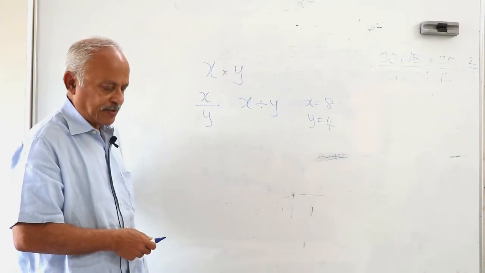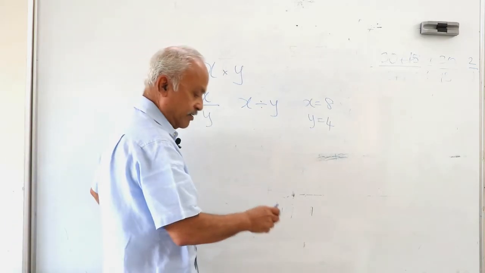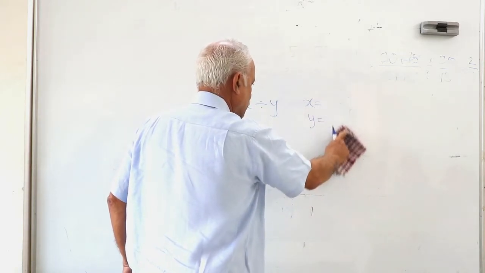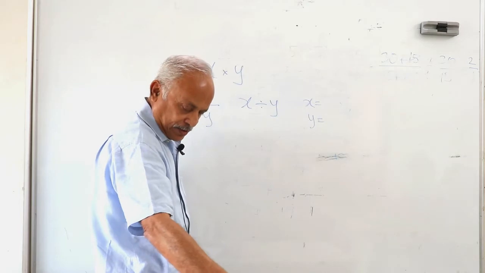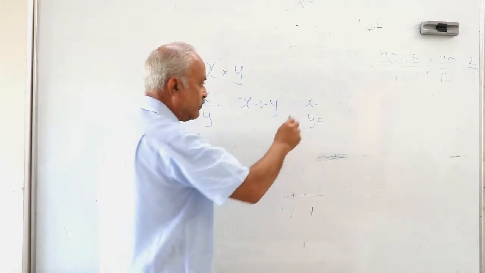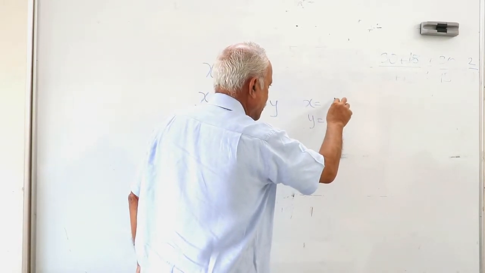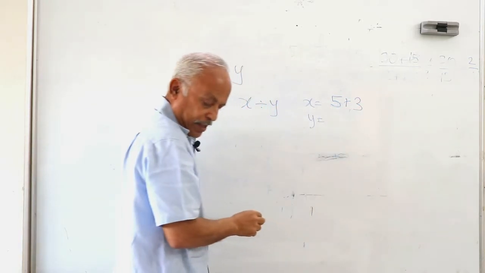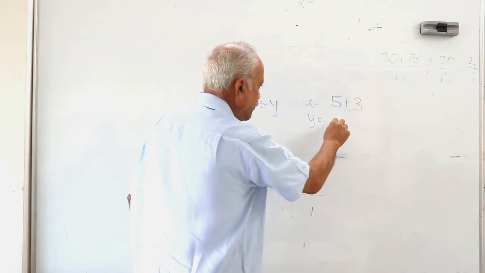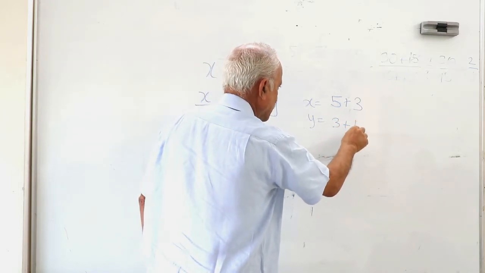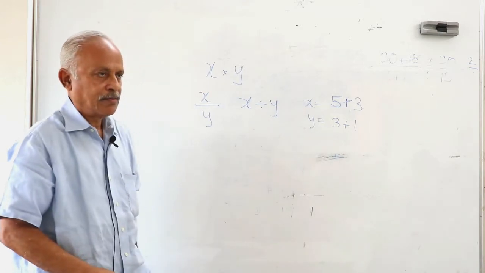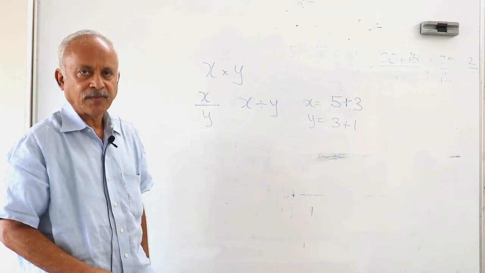The next problem is that instead of x equal to 8 and y equal to 4, do the same problem. x equal to 5 plus 3 and y equal to 3 plus 1. Use the calculator.